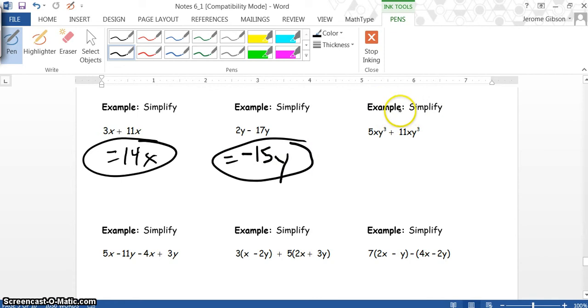Now we have this example. We have 5xy cubed plus 11xy cubed. Same variable, same exponent. So we can add them. We have 16xy cubed.